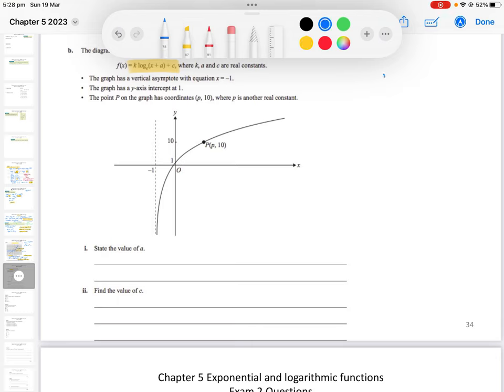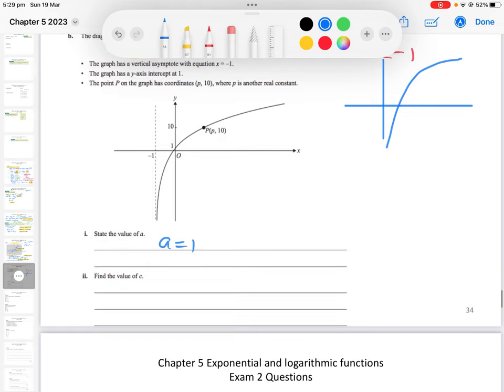Well, ordinarily if we draw a log graph, it looks like this. So in this case, it's been moved 1 unit that away. So that means A must be 1 because A tells us about the horizontal translation. And find the value of C. So how far has it been moved up? So I'm going to say it's got a y-intercept at 1. So it goes through 0, 1.